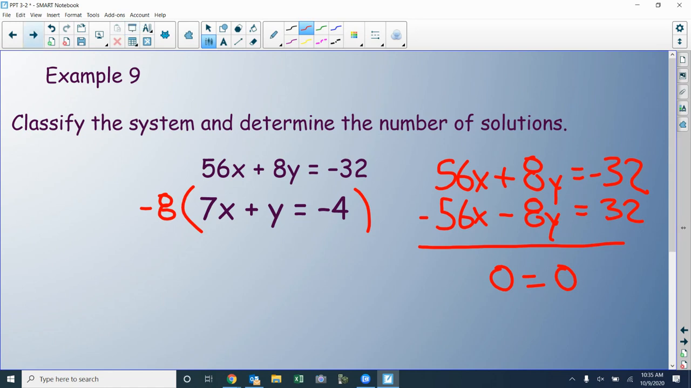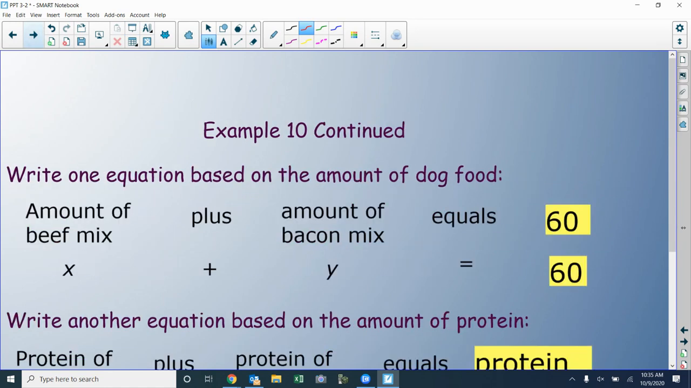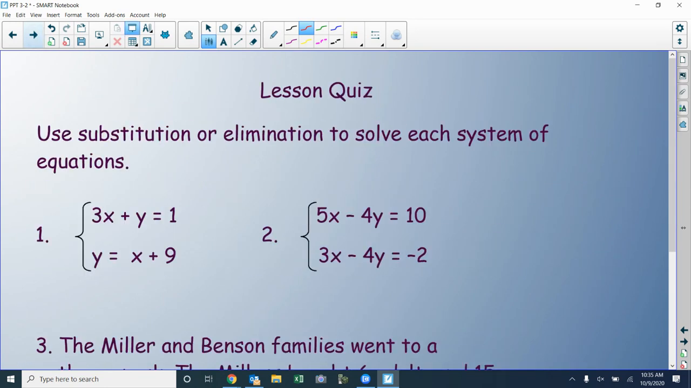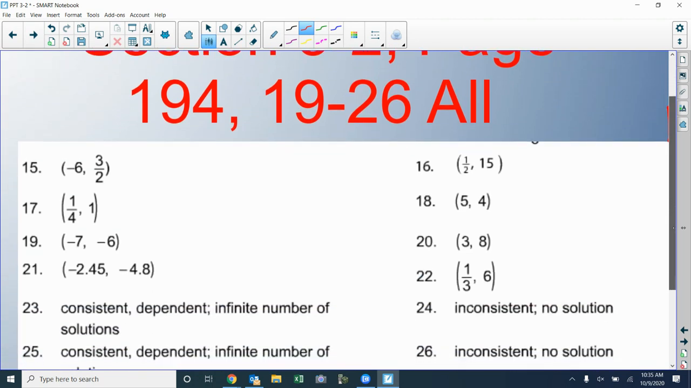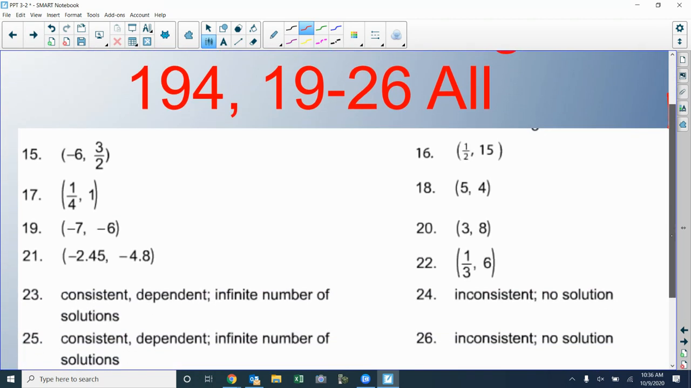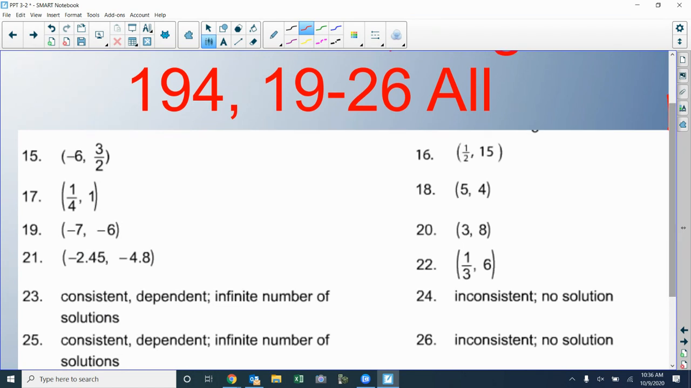Alrighty. If you didn't submit yesterday's, please do that shortly, and we will call it a day for now. There is the assignment, 19 to 26. I'm going to give you a few of the answers so you can check them. I'm not concerned about you just writing the answers, because that'll be counted wrong. I need to see some work. So there you have it. Thank you very much.